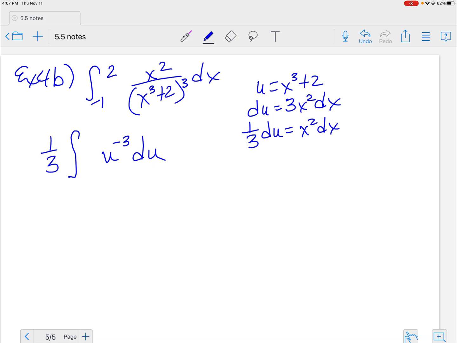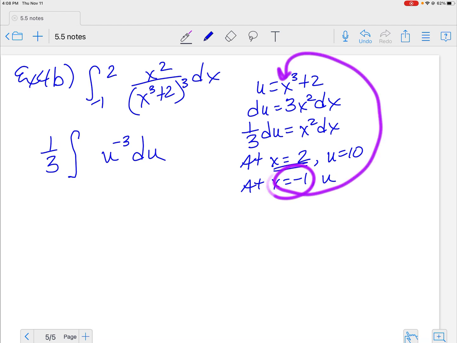When you go to variable u, the bounds are in u. At x is equal to 2, you plug that 2 in. I'm going to take this 2, plug it in up here. 2 cubed is 8 plus 2, so u is 10. At x equals -1, I'm going to take my -1, plug it in. -1 cubed is -1 plus 2 is a +1. So my bounds are going to go from 1 to 10.